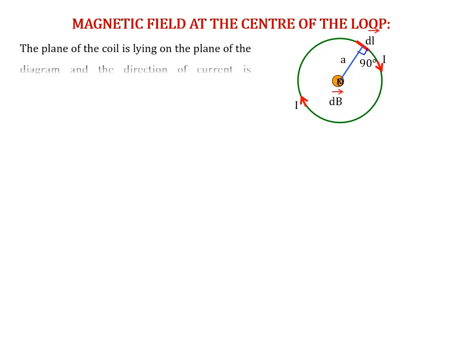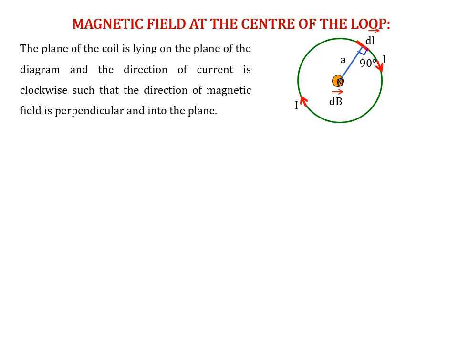We choose a loop of radius A. Let I be the current flowing through the loop. To find the magnetic field at the center O, we choose a small element of length dl. dl is perpendicular to A. The magnetic field at the center, due to the current element, will point normally inwards. The loop is held in the plane of diagram. Hence, the magnetic field will be perpendicular to the plane of the loop.